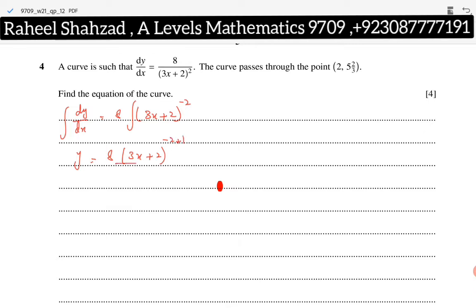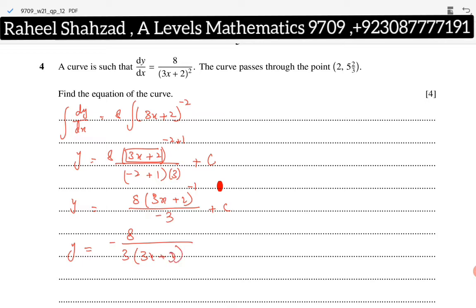to the power minus 2 plus 1, divided by minus 2 plus 1, times the derivative of the base. The base derivative is 3. So it is going to be 8 times 3x plus 2 to the power minus 1 divided by minus 2 plus 1, plus the constant of integration, which is minus 3. Plus c. Now we can rearrange it: y is equal to minus 8 divided by 3 times 3x plus 2, plus the constant of integration. Now in order to find the value of c, what we used to do is substitute the x and y values here.